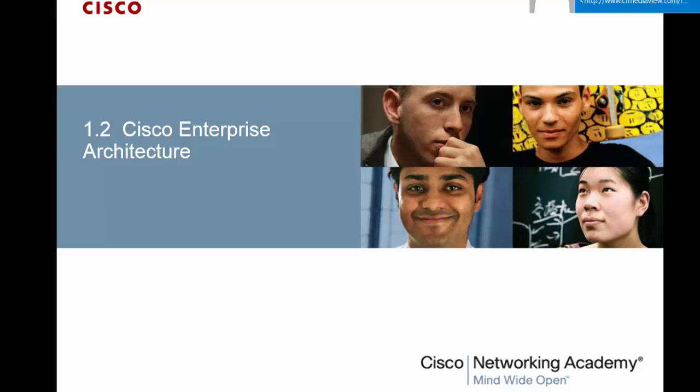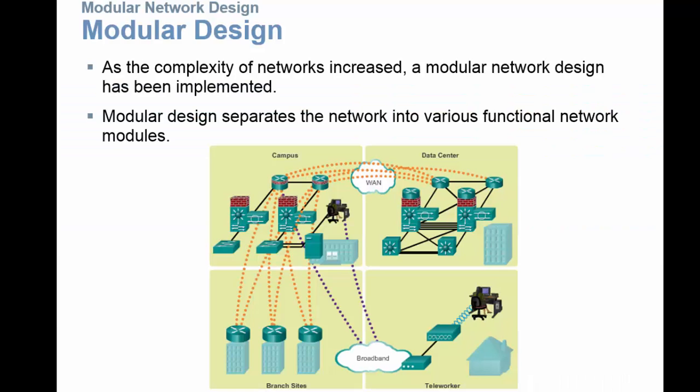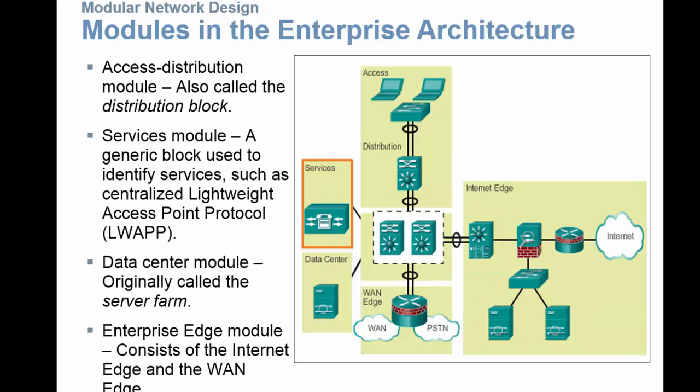The next portion of Chapter 1 is the Cisco Enterprise Architecture. And it's a modular design. As the complexity of the networks increases, a modular network design has been implemented here, and the modular design separates the network into various functional network modules. You'll see here we have the campus, the data center, the branch sites, and teleworkers.